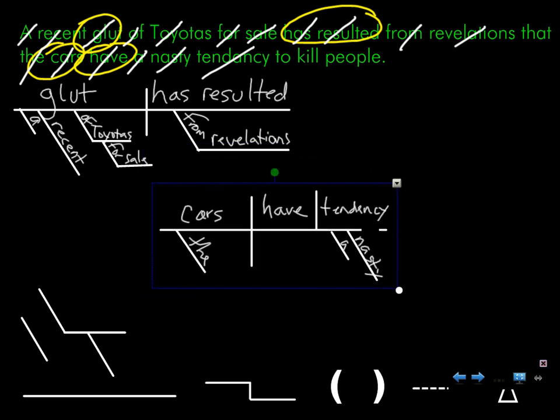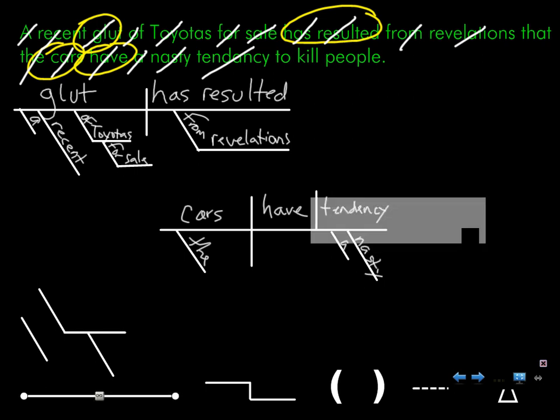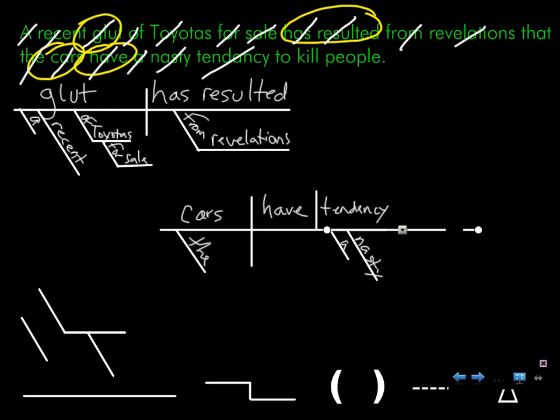To kill people. Above? What does to kill people do? Describing what tendency. And what is it? Infinitive phrase. But it's describing, correct? That means it falls below.